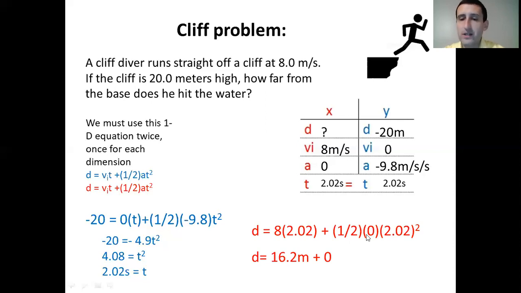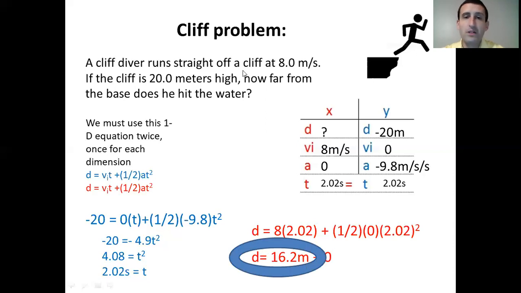As soon as I see a 0 in a term, what do I know is going to happen to that term? I know it's going to disappear. 0 times anything is 0. So we end up only having the first term to deal with, right? Again, this is, in a sense, non-accelerated motion. Our initial velocity is also my average velocity. It's just average velocity times time equals my distance. So 8 times 2.02, he's going to land 16.2 meters away from the base of the cliff. That's my answer. I answered my problem.